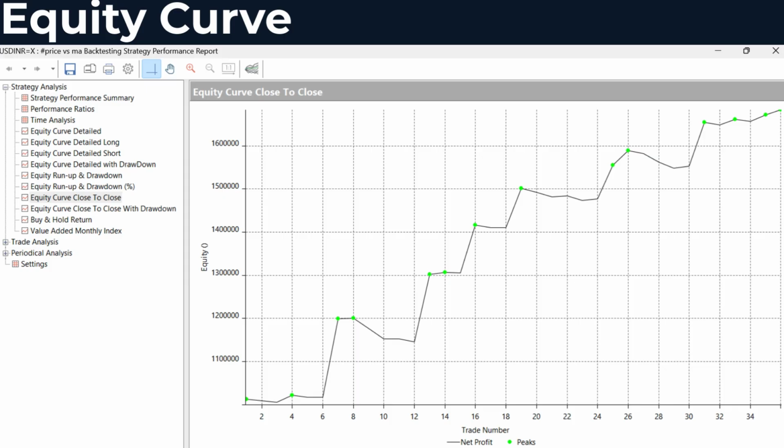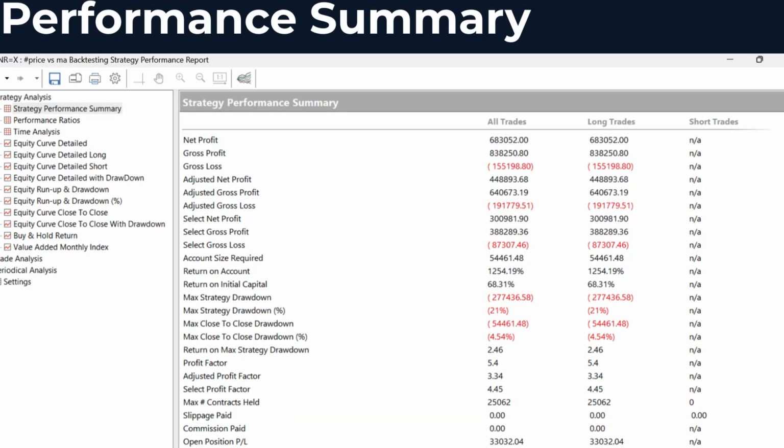This is the strategy's equity curve. Consistent new highs. That's good. When we look at the performance summary, net profit is positive. The max close to close drawdown percentage is 4.54%, which is nice. The profit factor is 5.4. That's a really high profit factor.